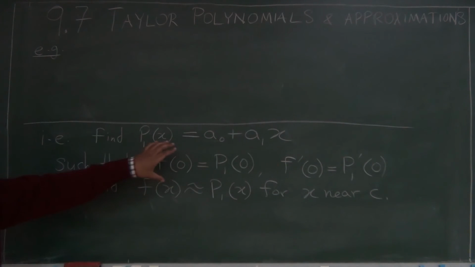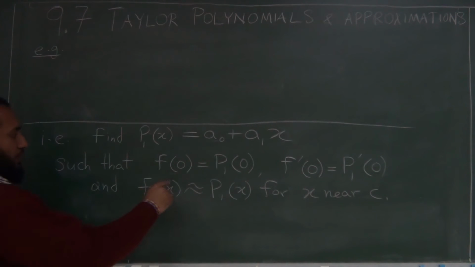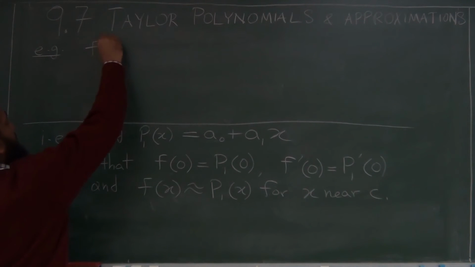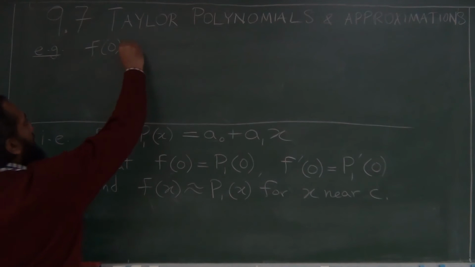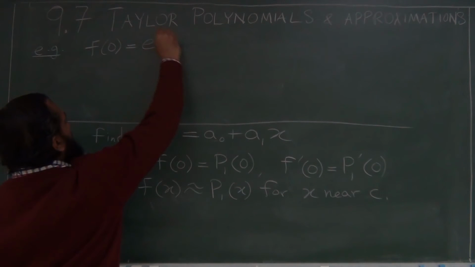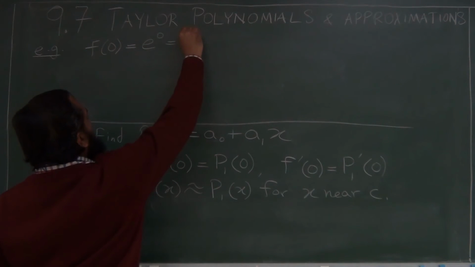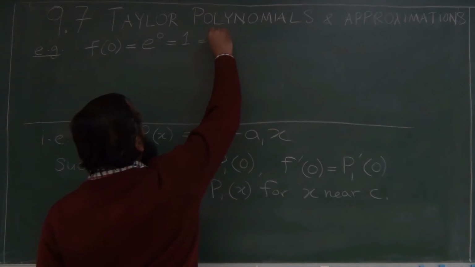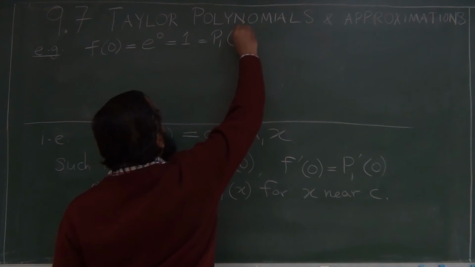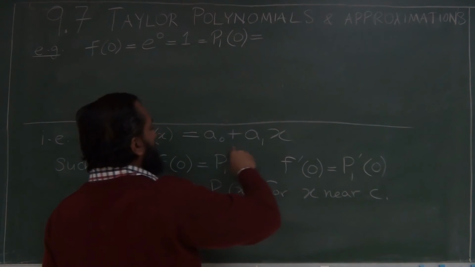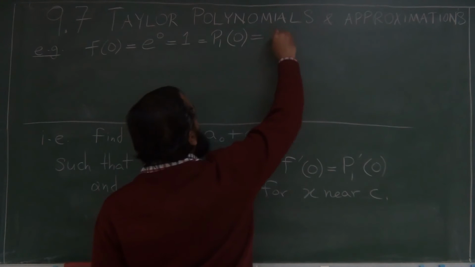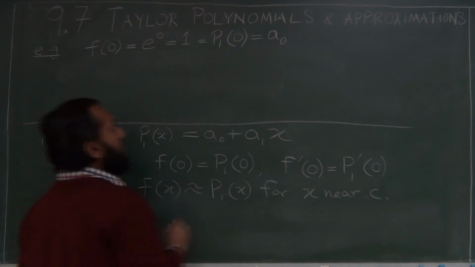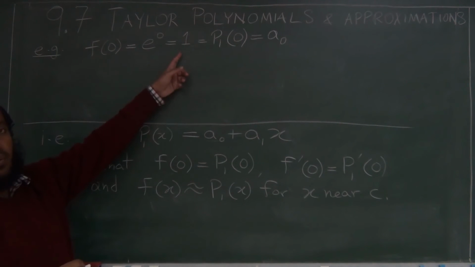So these are our requirements. So how much is f of 0? This is e to the 0. This equals 1, right? Which should equal p1 of 0, which is how much? If I plug 0 in here, I get a sub 0. So a sub 0 should equal 1.